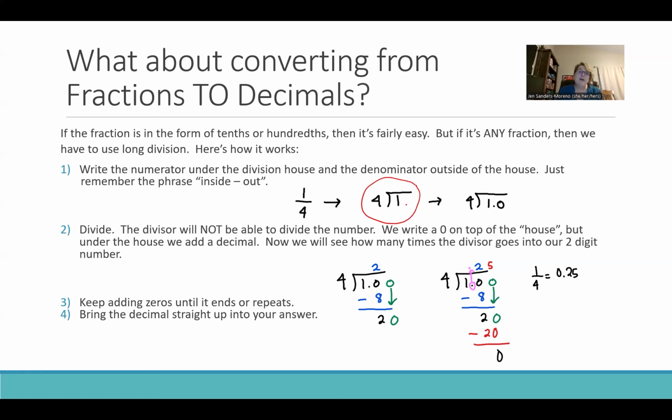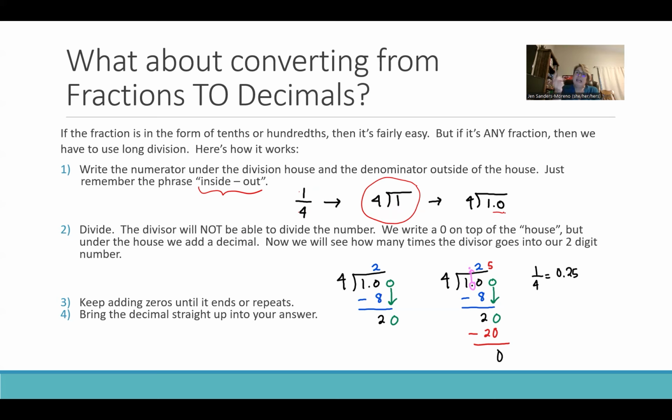I learned a long time ago that it's nice to have just the phrase inside out. How that phrase works is that you just say inside for the numerator, out for the denominator. So inside, out. The 1 goes inside the division house, the 4 goes outside. Now, we've already had that moment of 4 doesn't go into 1. We go, I know. You're going to add a decimal and 0.